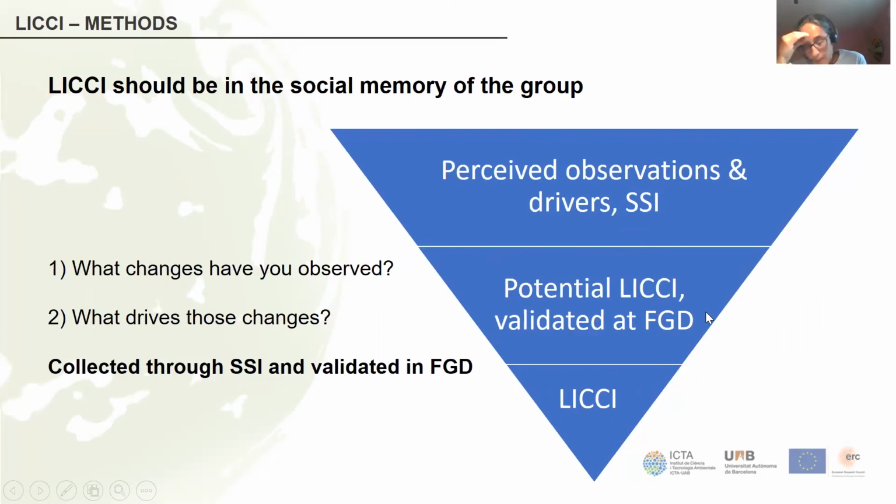So at the end, if someone said, oh, the river is lower, but then in the group they say, oh yeah, but this is not because of climate, this is because of the dam, then this is not considered a LICCI because the driver is not climate change. So individual observations get validated in the group to get the social memory. So basically, this is the idea of what a LICCI is, and we will go through these methods in detail in the rest of the sessions.